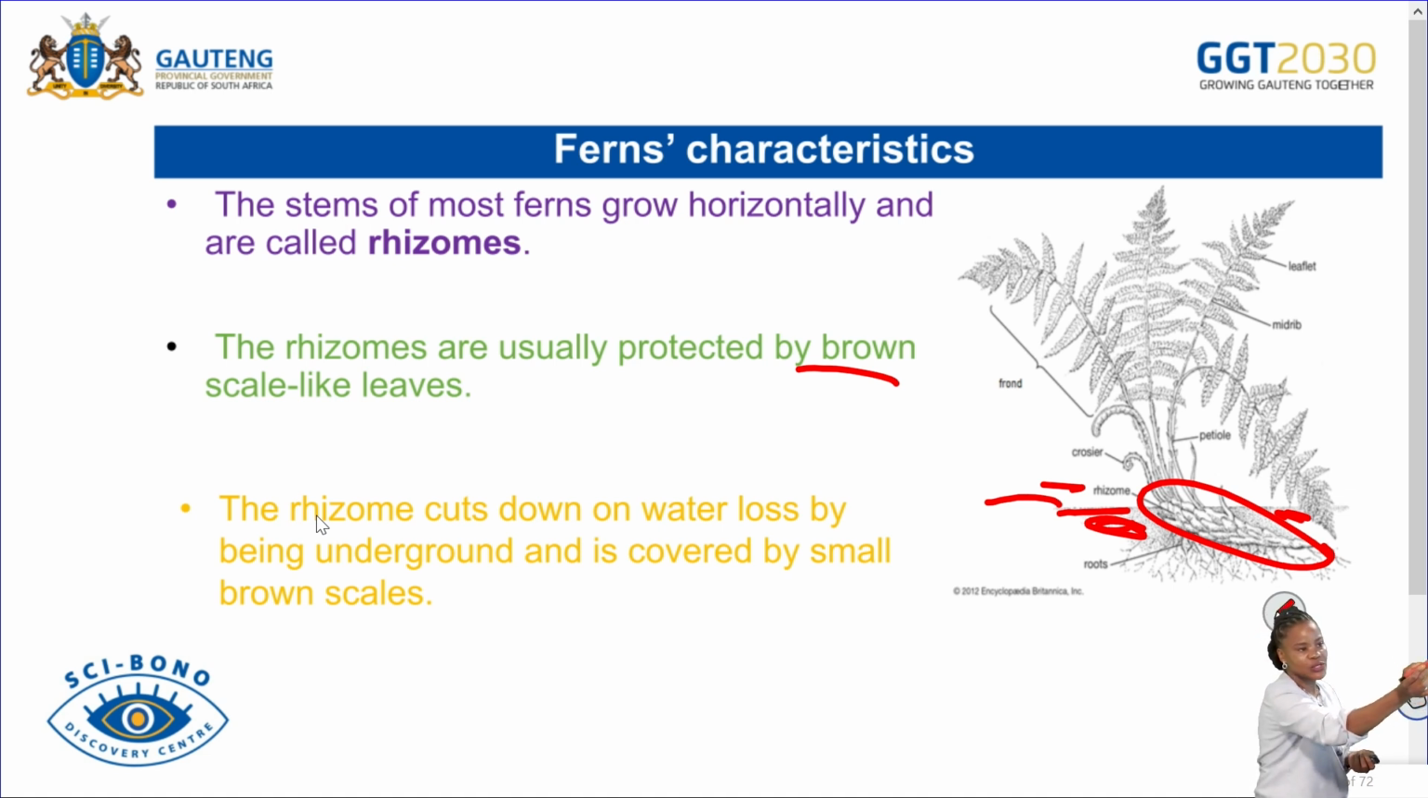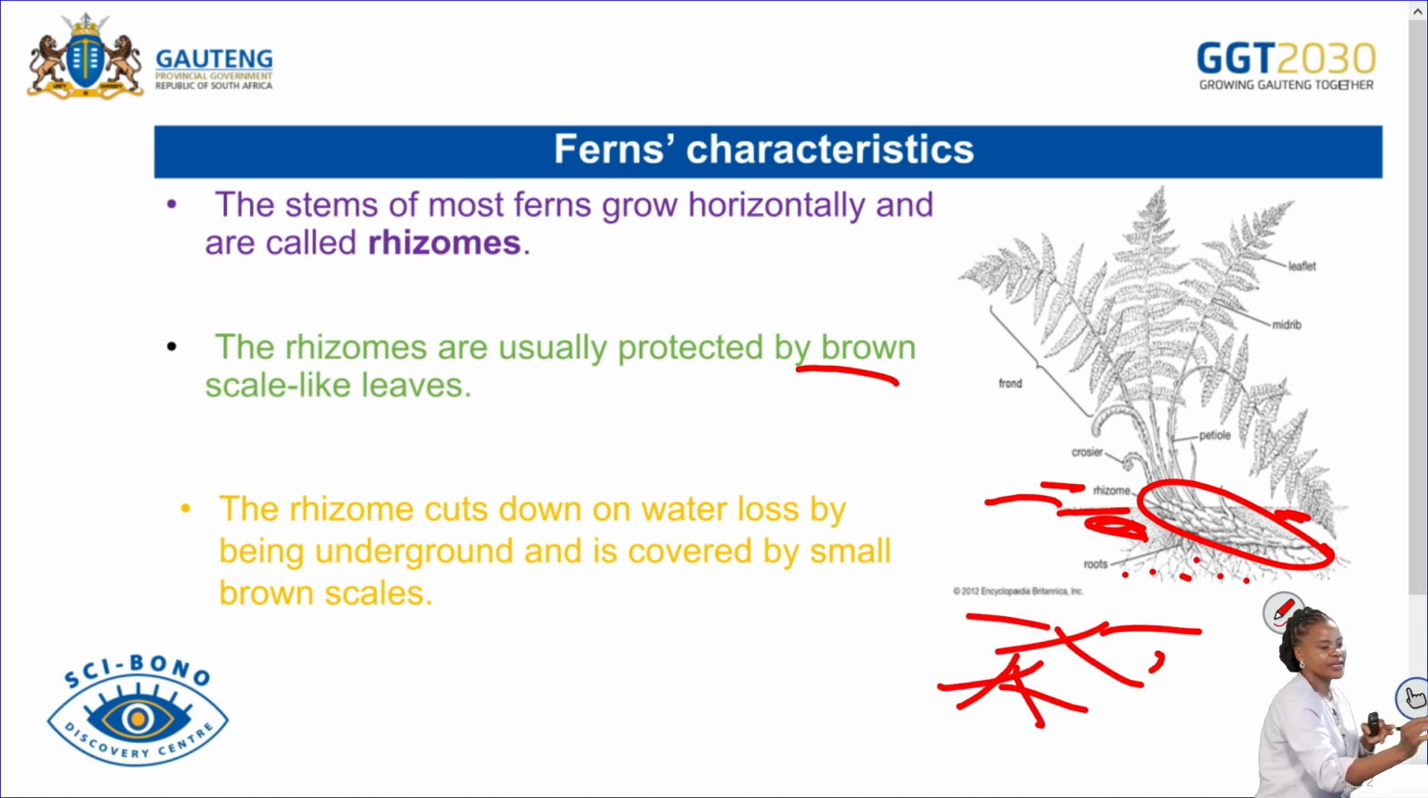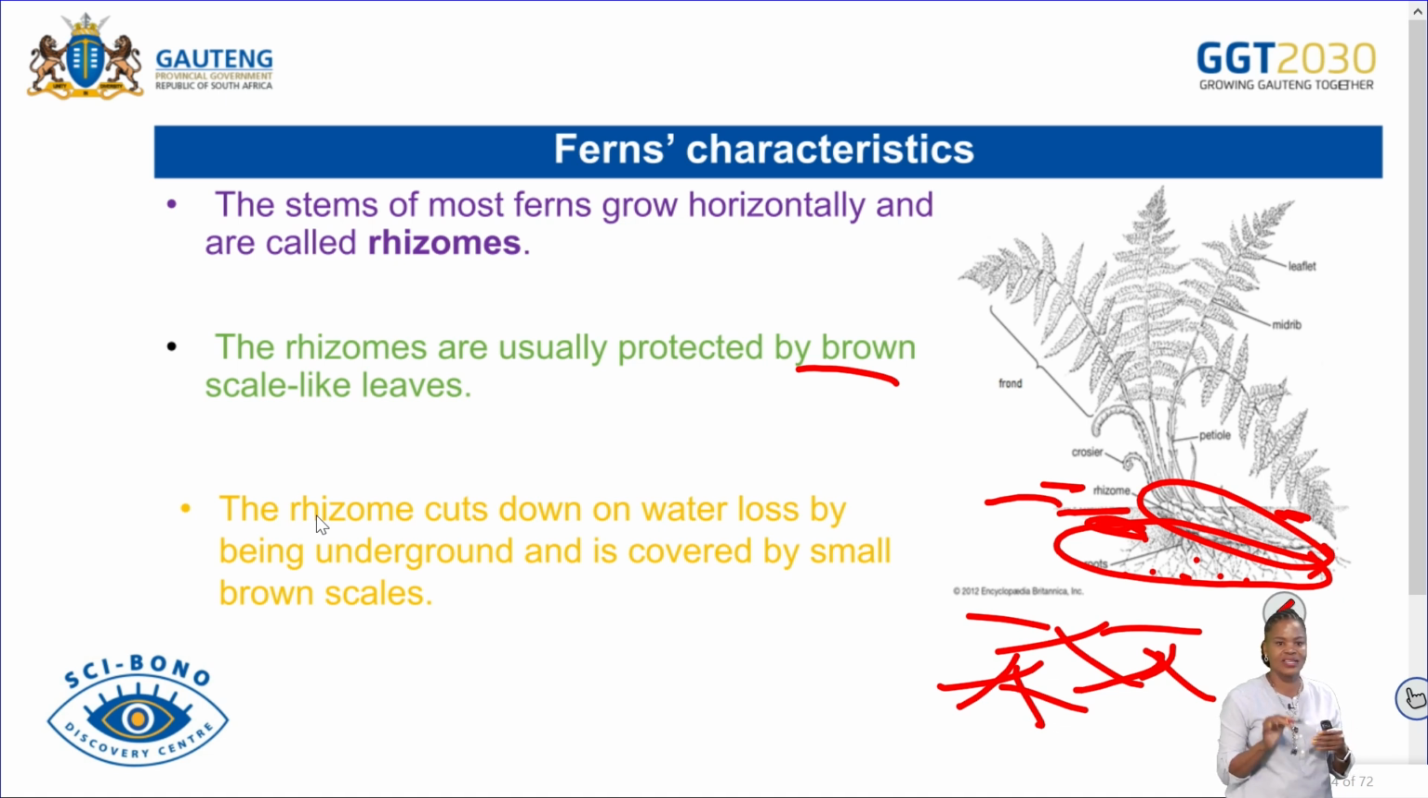And then on the rhizome, that's where the adventitious roots are developing. So we've got the adventitious roots. The adventitious roots are those scattered what roots? They are the scattered roots. So the adventitious roots are developing on the what? They are developing from the rhizome.